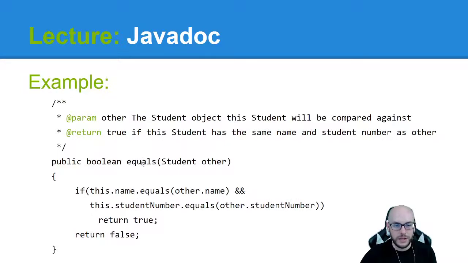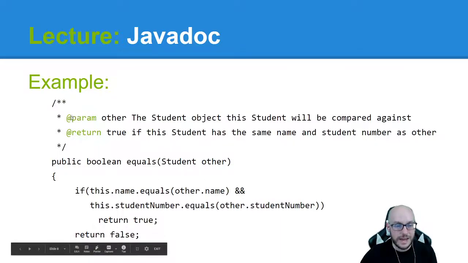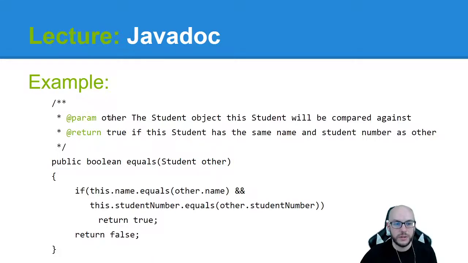Here I have a method. Well, a method has return types, and so we see the @return annotation or tag, right? This method will return true if this student has the same name and student number as other. This is an equals method. The idea behind it is that I'm going to determine if two students are equivalent, if they're equal. In this case, they have the same name and student number. That's not important. What's important is we see these two tags, including this @param annotation tag, which is referring to other. The student object, this student, will be compared against.